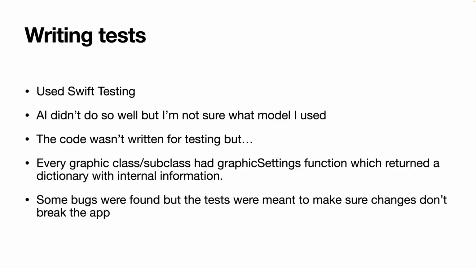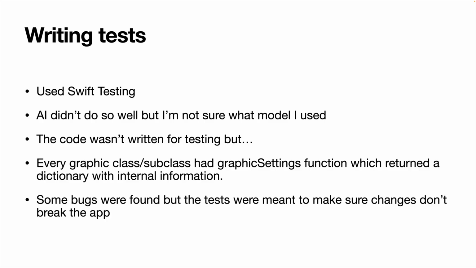The other issue is none of this code was written to be tested. The code would have been a lot better if it was tested from the beginning. But this was largely before much unit testing existed for Mac or iOS. And one of the key things is there was this weird method on all of these classes called graphic settings. What that method did was accumulate all the settings for that particular graphic into a dictionary and return it. It's used for other things, which I'm not really happy about.